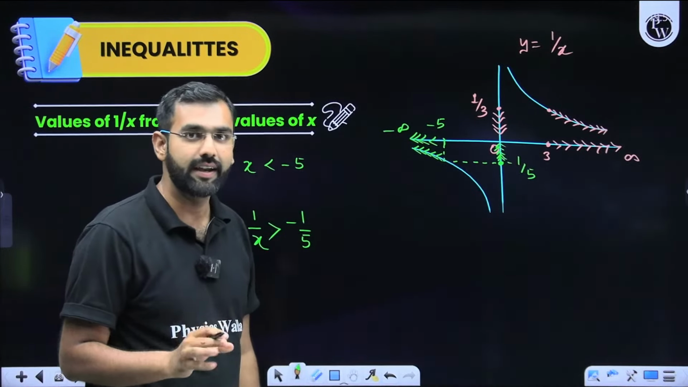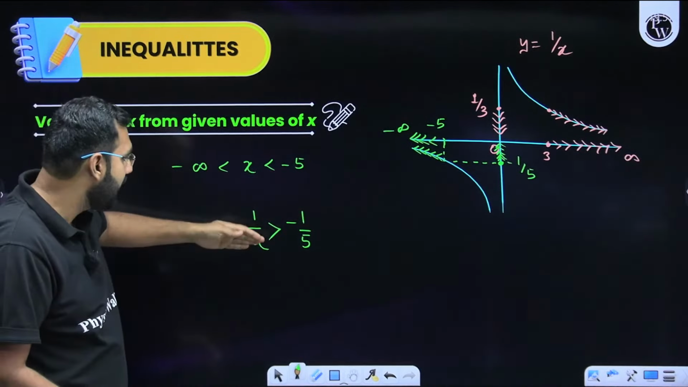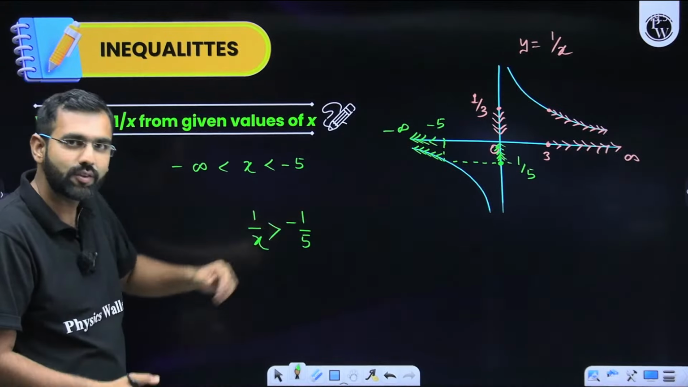Everybody with me on this, all the participants. Now here, that's exactly what we have concluded: if x was less than -5, its reciprocal 1/x will be greater than -1/5. Everybody with me on this? And of course, the reciprocal of 1/infinity will be 0. So yes, if it is greater than -1/5, it will go up to an extent which is 0.